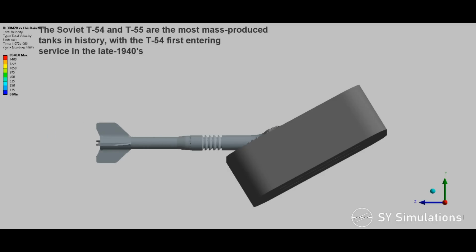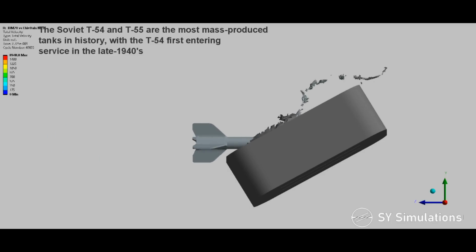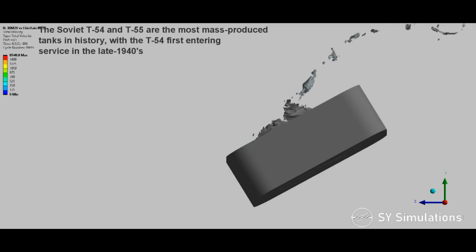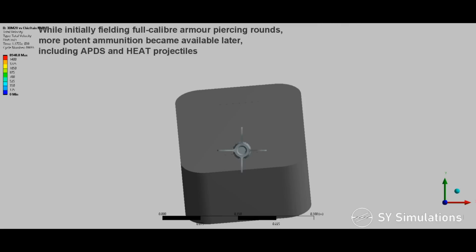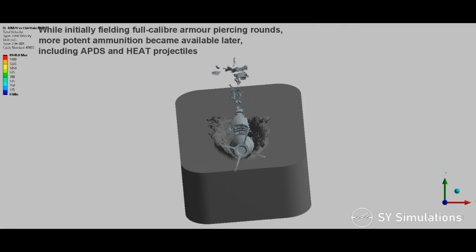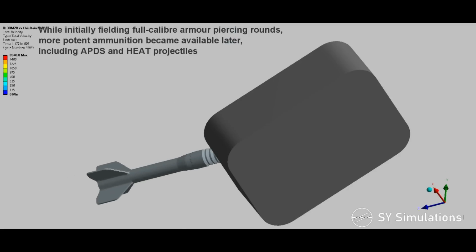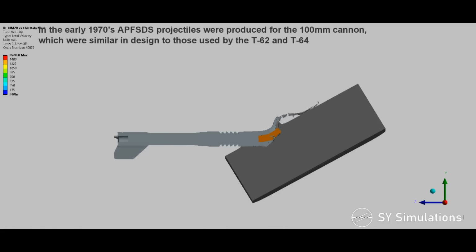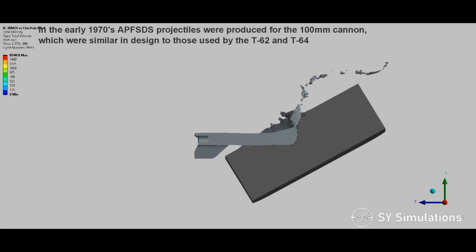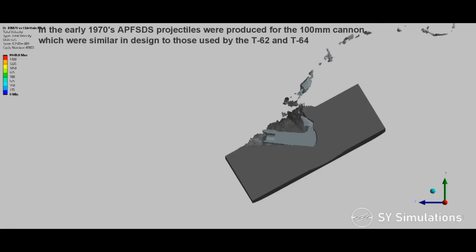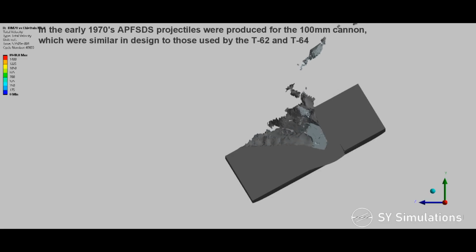The Soviet T-54 and T-55 are the most mass-produced tanks in history, with the T-54 first entering service in the late 1940s. While initially fielding full-caliber armor-piercing rounds, more potent ammunition became available later, including armor-piercing discarding sabot and high-explosive anti-tank projectiles. In the early 1970s, armor-piercing fin-stabilized discarding sabot projectiles were produced for the 100mm cannon, which were similar in design to those used by the T-62 and T-64.